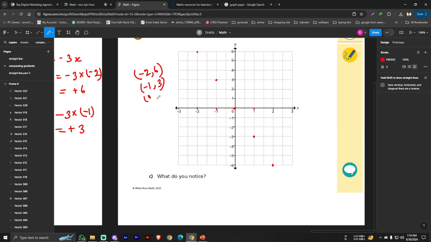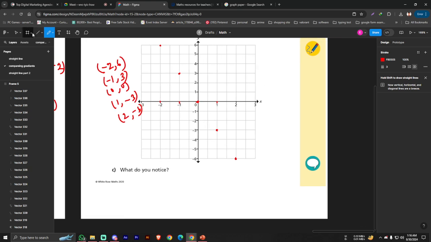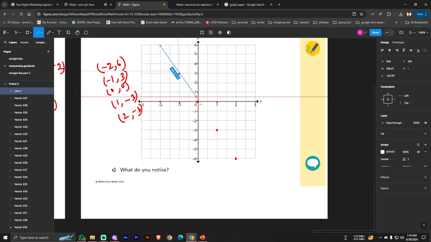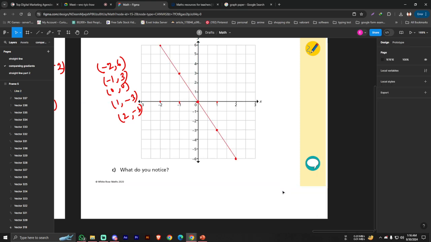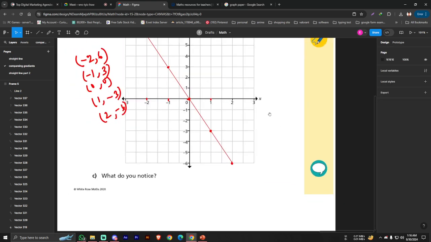Okay, so 0, 0, 1 comma -3, and 2 comma -6. Now if we connect those points, we'll get our straight line. It's a straight line, we'll get something like this, right?